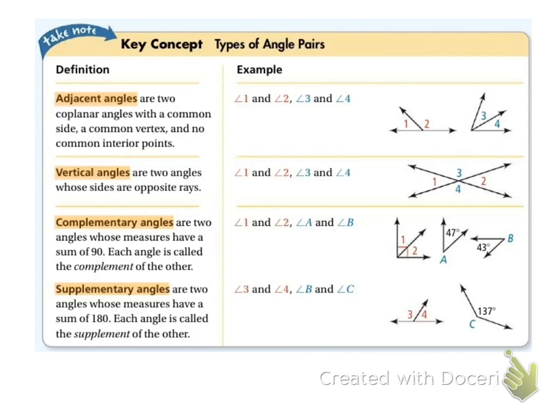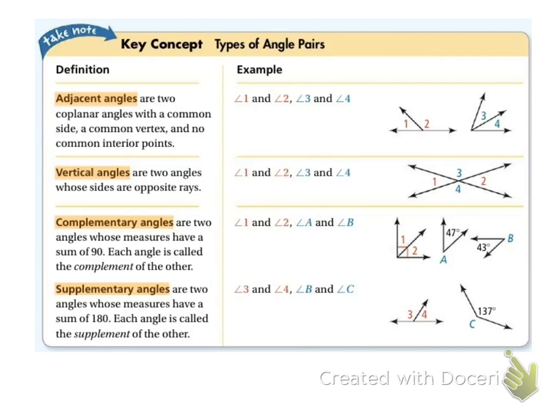But they can't be overlapping. Angle 1 can't be within angle 2 and call it adjacent. They need to be next to each other and not share any points inside. So angle 1 and angle 2 are adjacent angles over here, and we also say angle 3 and angle 4 are adjacent angles.